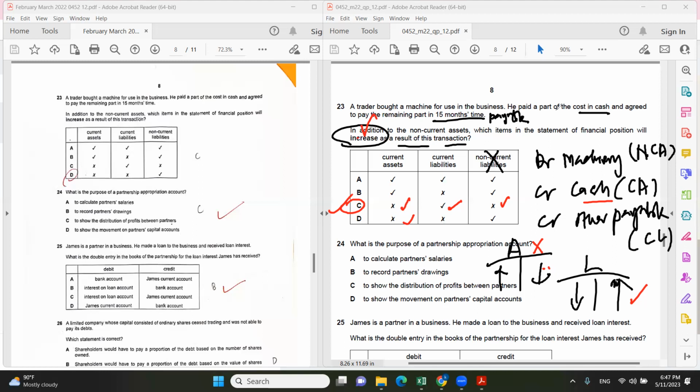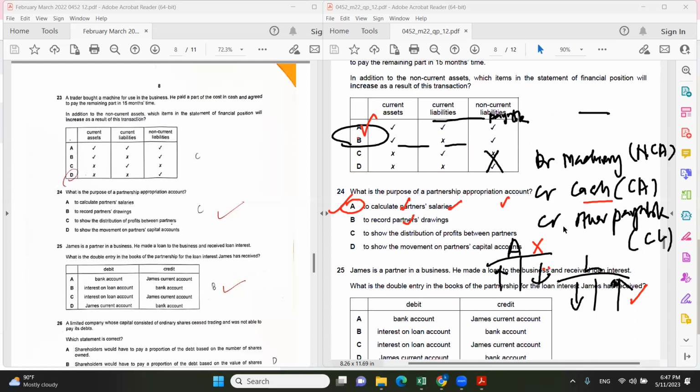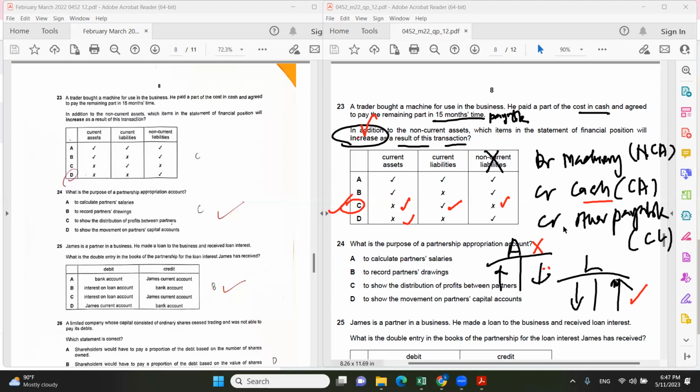So what is the marking scheme? What year is it again? This one is 22. Okay, February, March 22. Let me see down there. Okay, the paper February, March 22. The marking scheme says D. D, yeah.